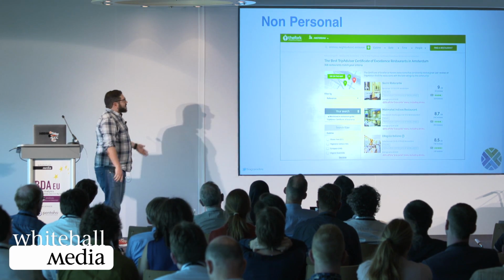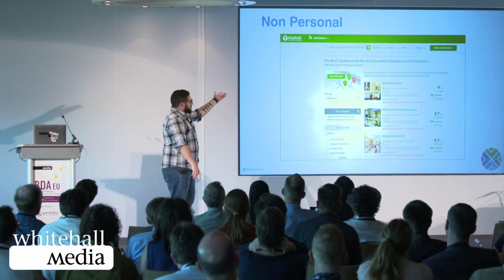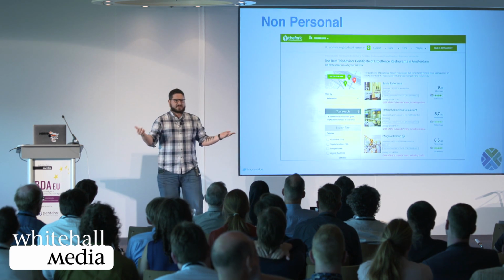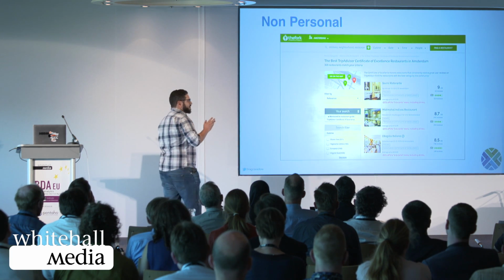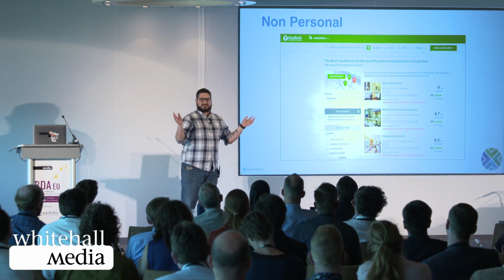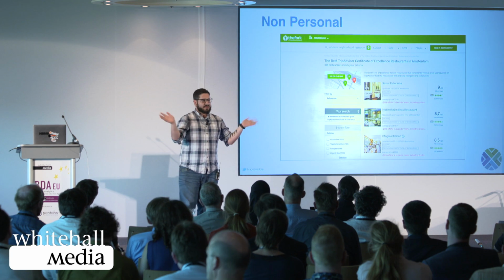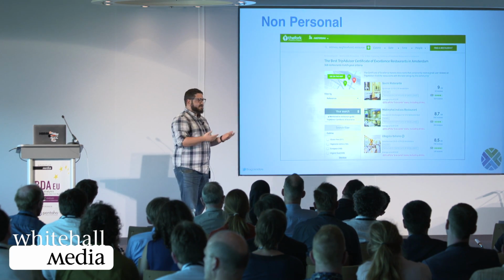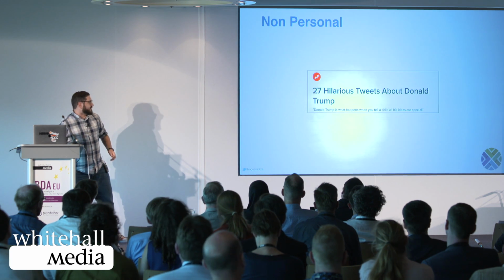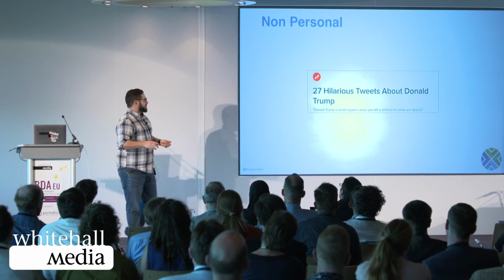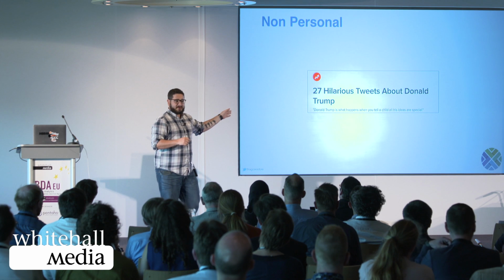If you go to TripAdvisor, and you ask, what are the top restaurants in Amsterdam? You don't add any filters. You just say Amsterdam, and it's going to pick up the average of the reviews of everyone and propose to you, hey, these are the best restaurants in Amsterdam. Very simple recommendation system as well. And of course, you have these amazing lists like the hilarious tweets about Donald Trump. This is a recommendation system as well.